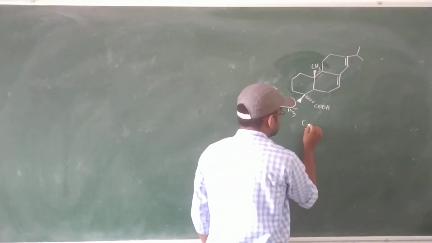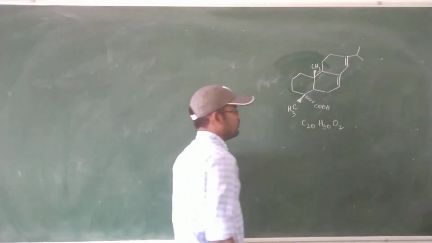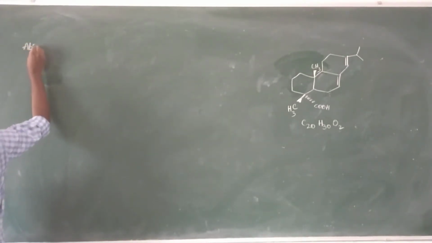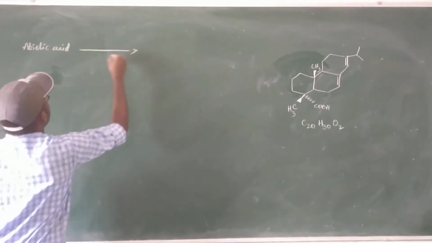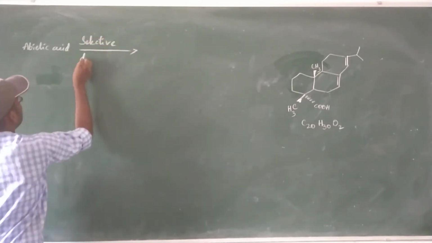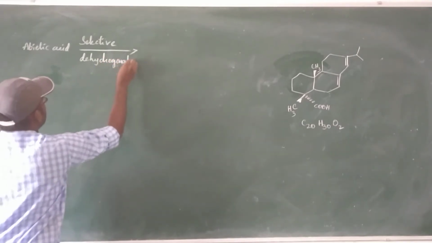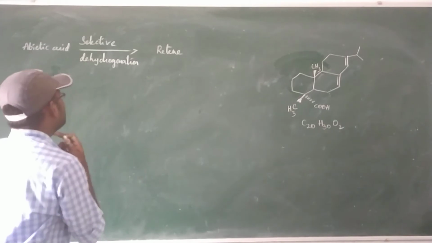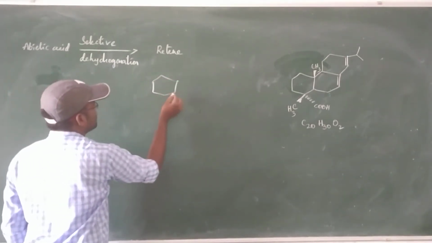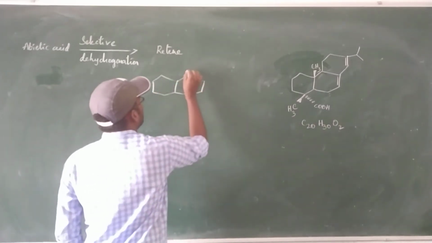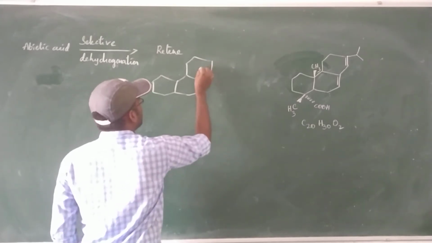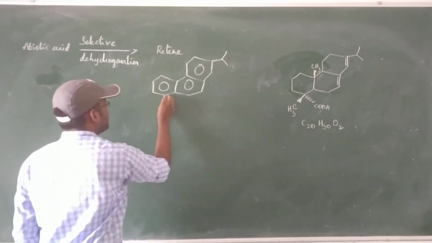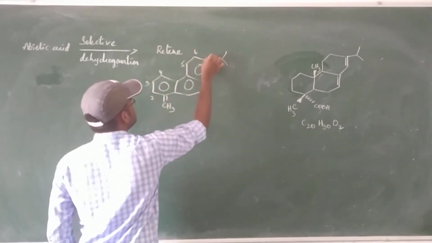Abietic acid molecular formula is C20H30O2. Abietic acid, when it undergoes selective dehydrogenation, results in retene. That retene structure looks like this, with CH3 and here an isopropyl group, numbering 1, 2, 3, 4, 5, 6, 7.